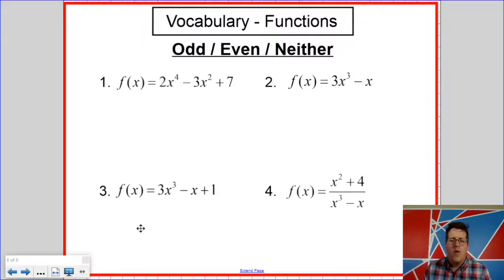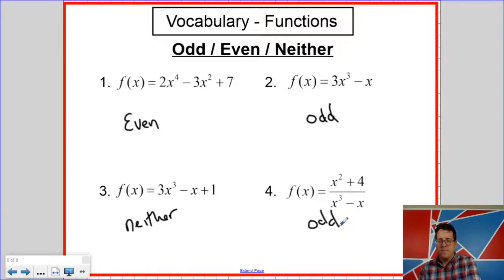So here are 4 more example problems to try. You can pause the video, and first I'll put the answers up. Then I'll put the work up. Okay, here are the answers. Now pause the video, and I'll put the work up.